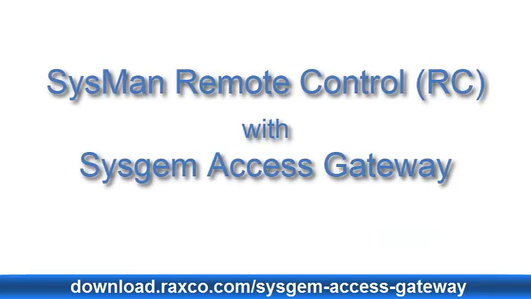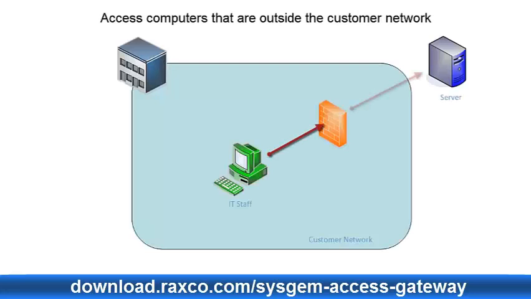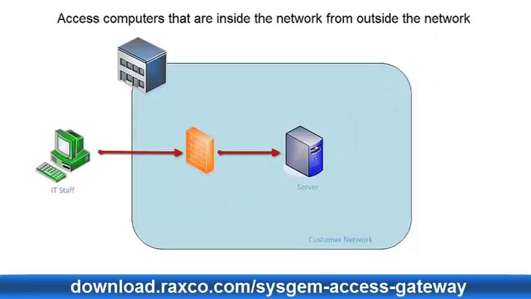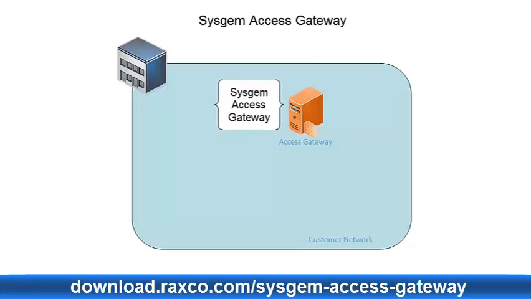This video describes Sysgem remote control when using it to access remote computers via Sysgem Access Gateway. In particular, in accessing computers that are outside the customer network, or for accessing computers that are inside the network from a computer that is outside the network. The Access Gateway software provides access and security control for the link between the customer's network and the outside world. It channels communication between Sysgem software components on each side of the network boundary.